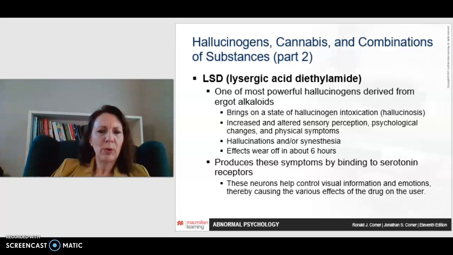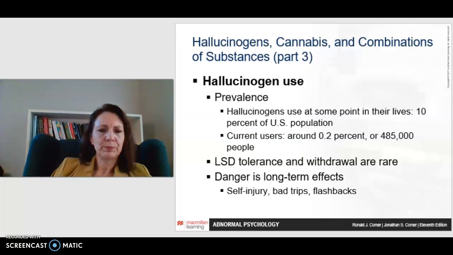LSD is one of the most powerful of these. It brings on hallucinogen intoxication. There's altered sensory perception where you hallucinate. The effects don't wear off for about 6 hours, and it produces these symptoms by binding to serotonin receptors.